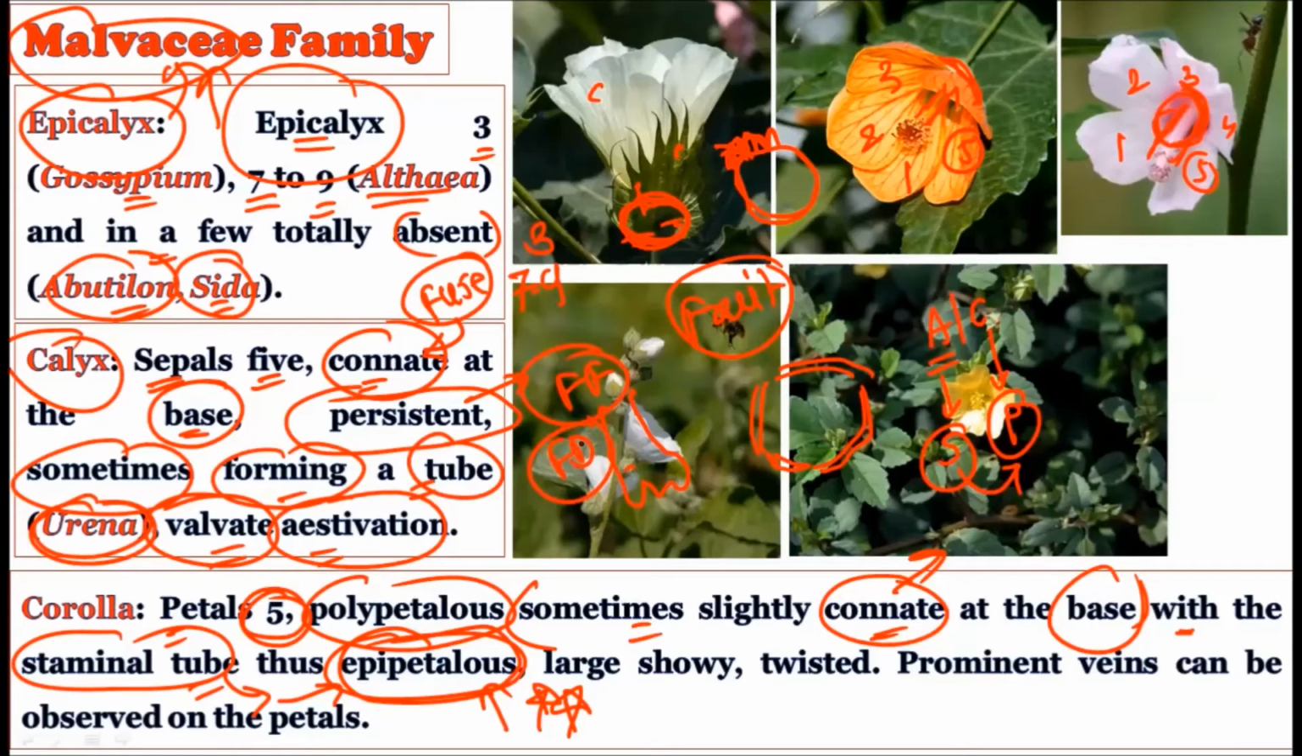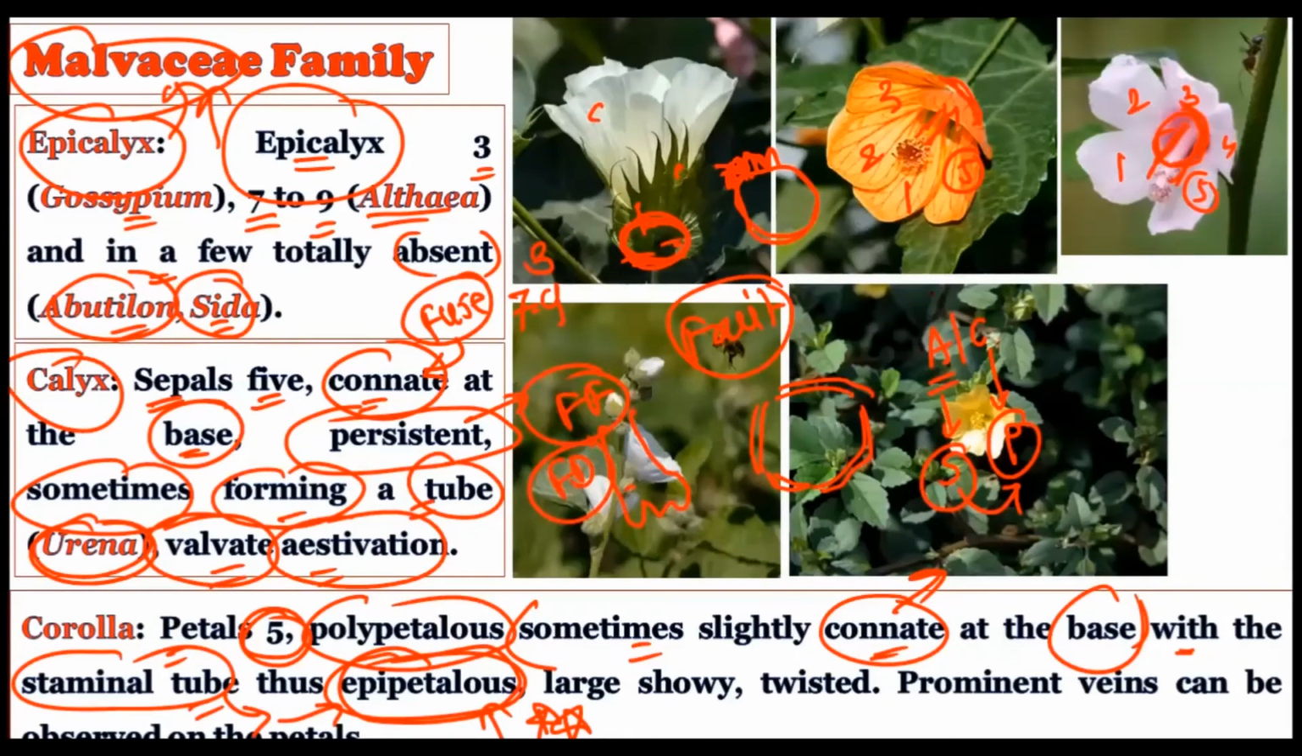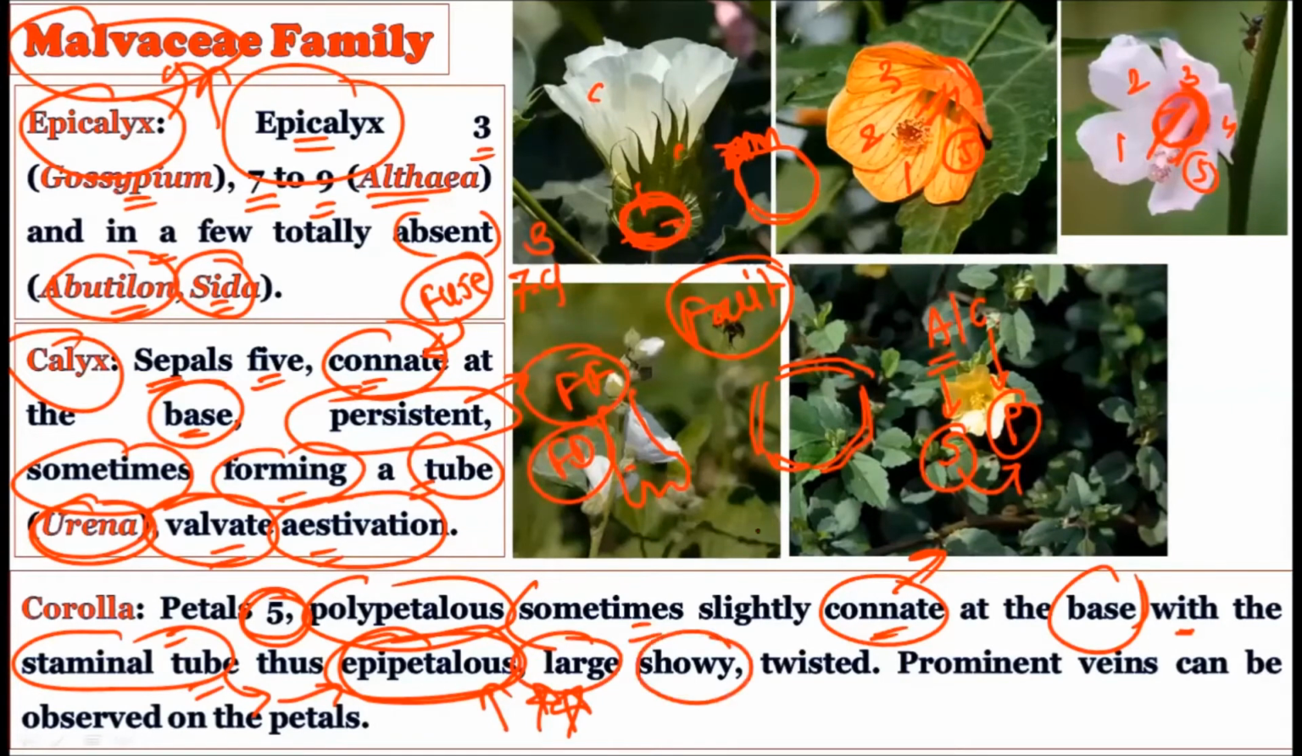Then the corolla is large. How is the corolla? It is very large and showy, as you can see in these showy flowers. The twisted aestivation is there, that is, every petal margin is overlapped by the next petal, which in turn is overlapped by another petal. This is called the twisted type of aestivation. So in the calyx we have valvate aestivation, but in the corolla we have twisted aestivation. And a very special feature is that prominent veins can be observed in the petals. Observe this petal. See, the very prominent veins can be observed.